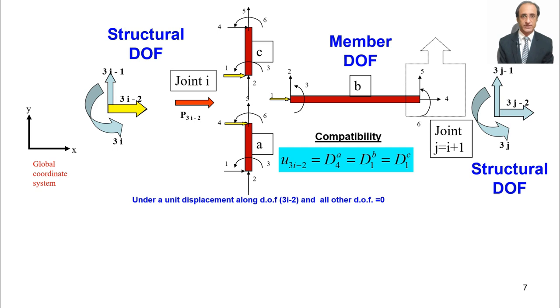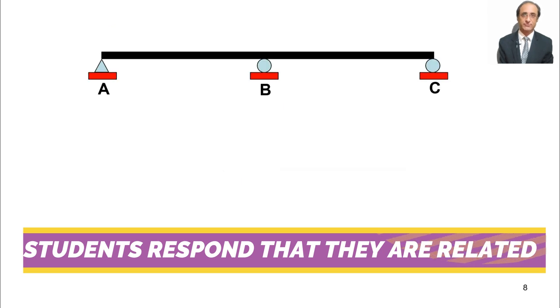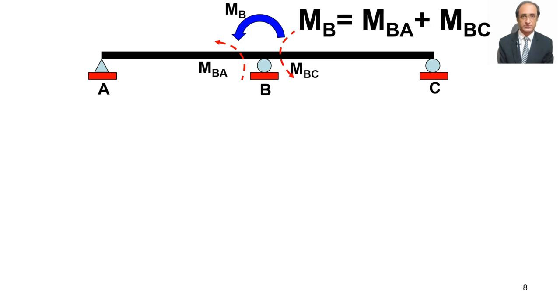Now what is the equilibrium condition? How do we apply an equilibrium condition? What is the relationship between external and internal forces in the case of equilibrium at a joint? We use that in the moment distribution method and also in the slope deflection method. In slope deflection method, how do we achieve the equilibrium condition? MBA plus MBC equal to MB. That is, the external moment should be equal to the sum of the internal moments of the members meeting at that particular joint. So same logic we can apply here.